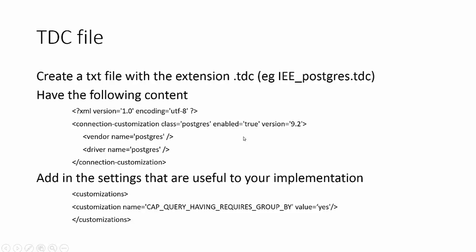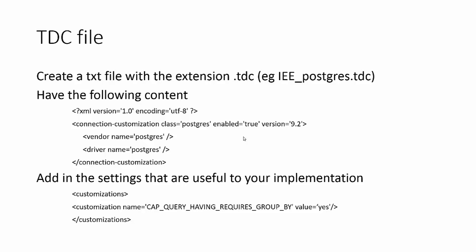So how do you do this? You literally create a text file with the extension .tdc, so you can call it whatever you wish. In this case, we're going to call it IE_Postgres.tdc. You then have the following content. You say that you've got the XML version, encoding UTF-8, then the connection-customization class for Postgres, and we're using version 9.2. And then you'll have your vendor and driver, and then you'll have your customizations under there. And then you'd add in whatever settings are useful for your implementation.